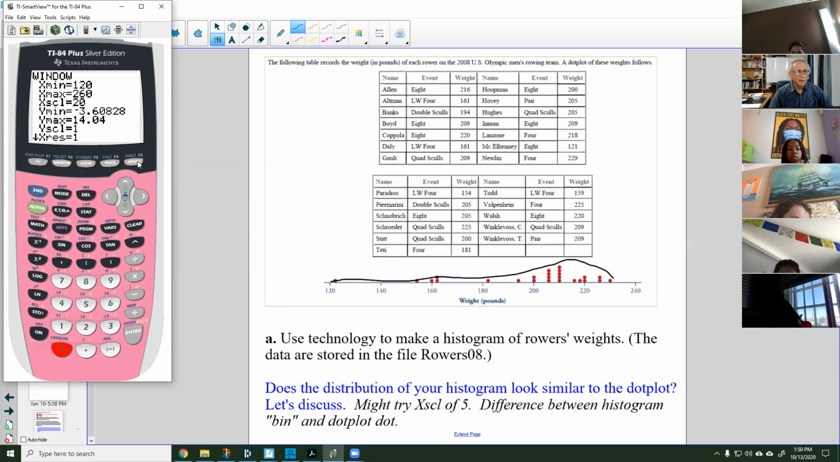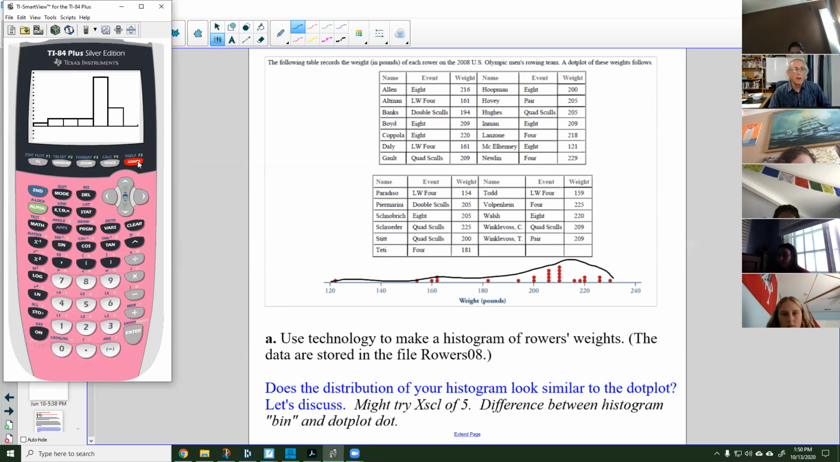And now I'm going to graph it. And I think that's a little bit nicer looking histogram.